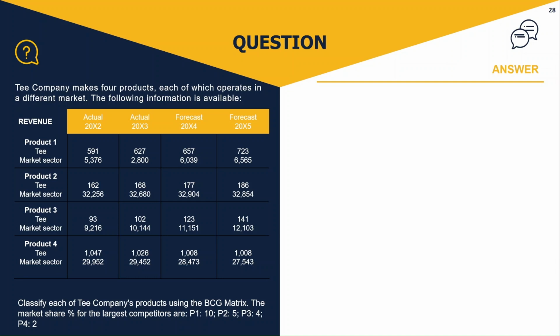And then if you have higher market share than your competitor, then you have high market share. If you have lower market share than your competitor, you have low market share. Okay, so pause the recording and have a go. Okay, so hopefully you've had a go. Let's come and review the answer.